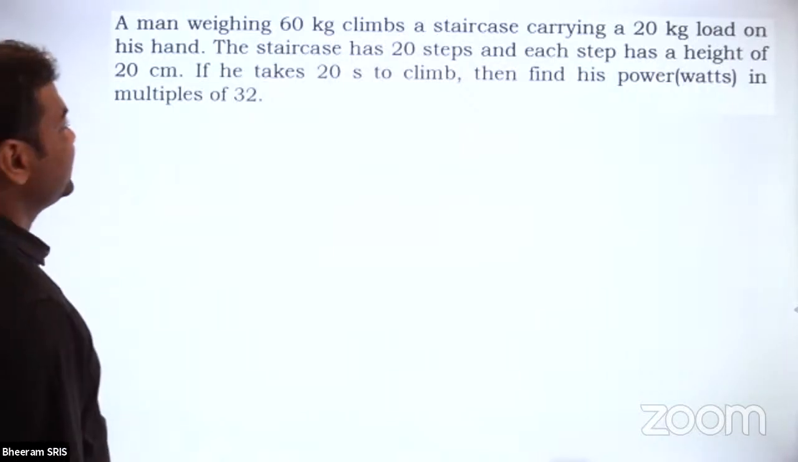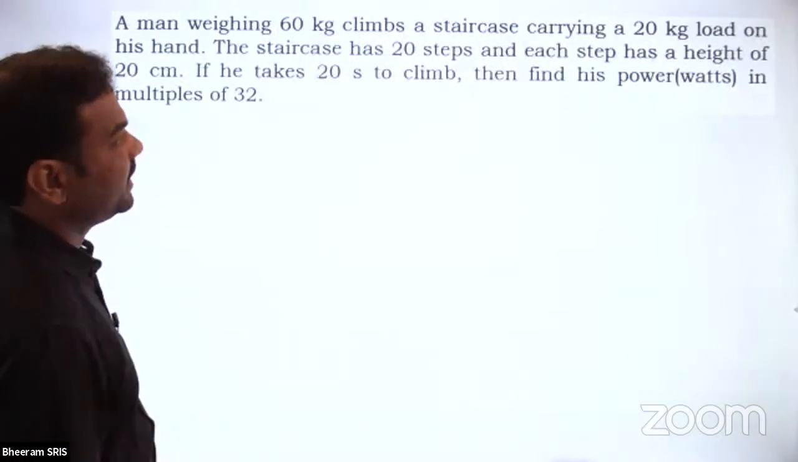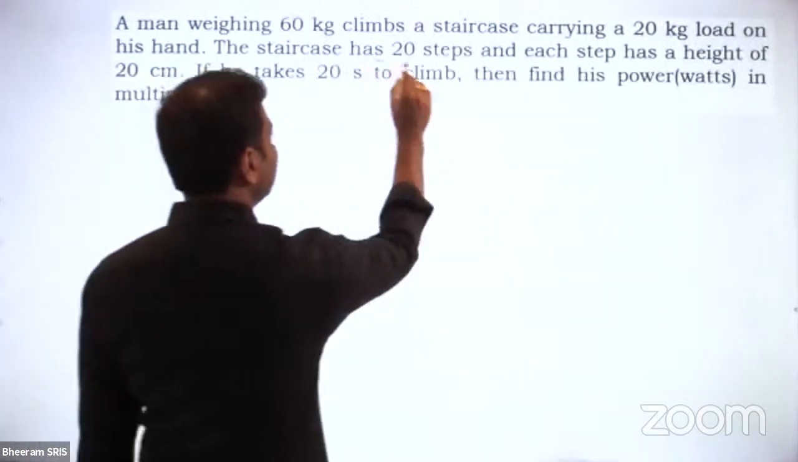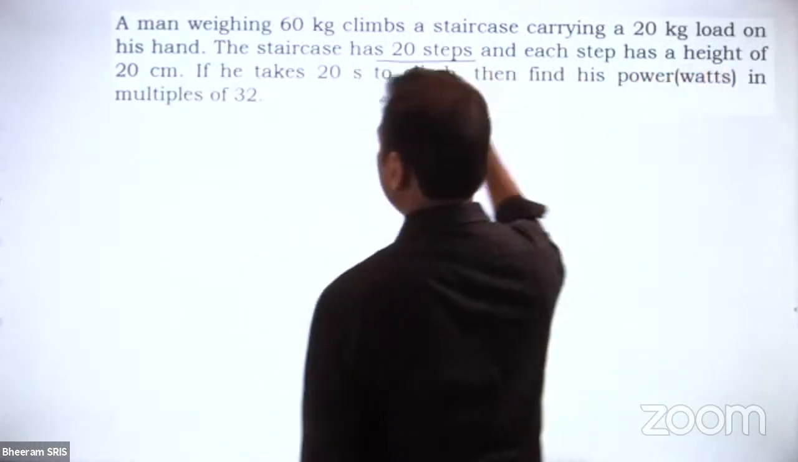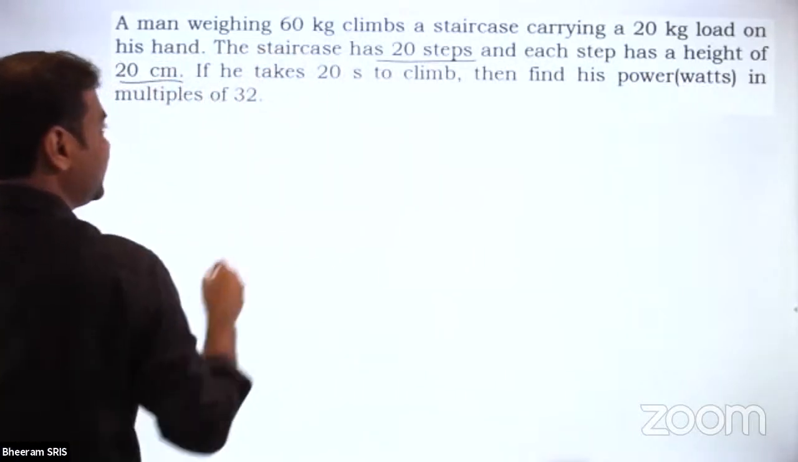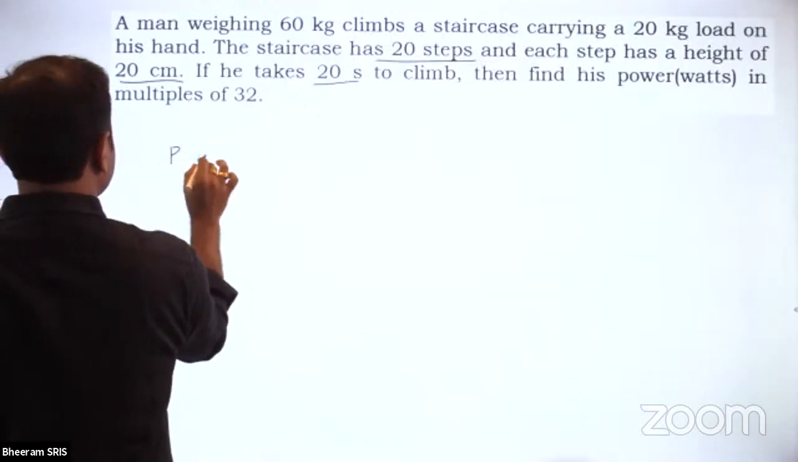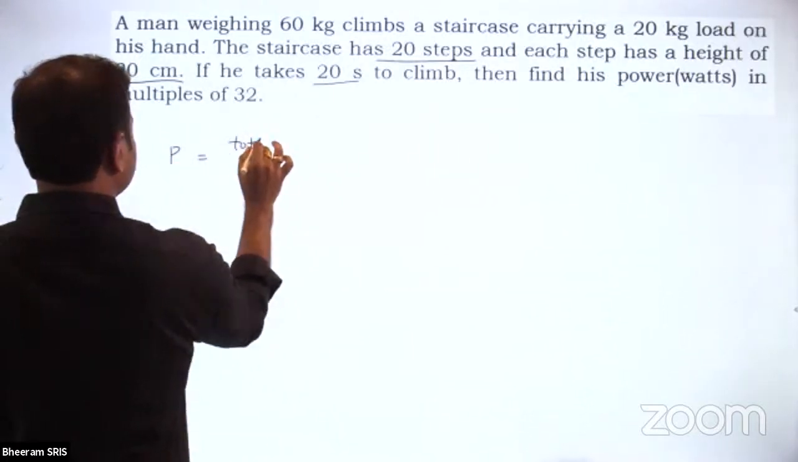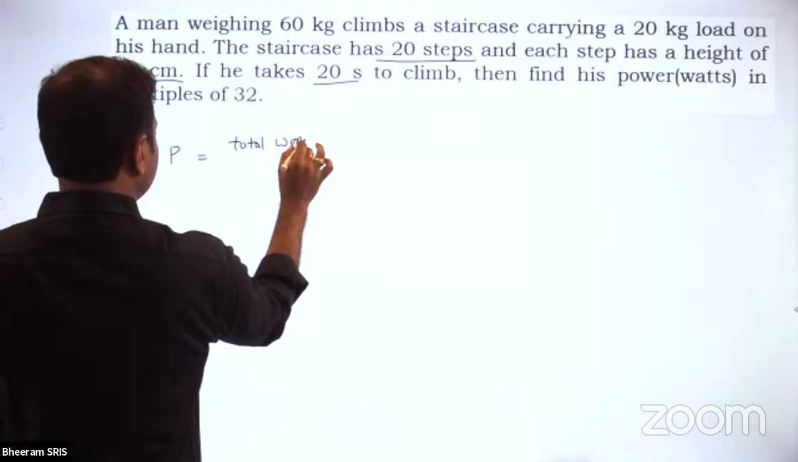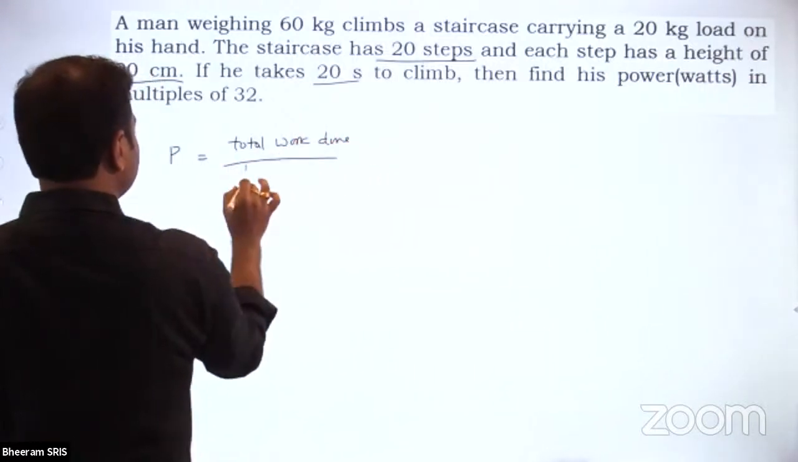A man weighing 60 kg climbs a staircase carrying a 20 kg load in his hand. The staircase has 20 steps. Each step has a height of 20 centimeter. If it takes 20 seconds to climb, then what is the power? They're asking for average power. Power is equal to total work done by total time taken. That's it.